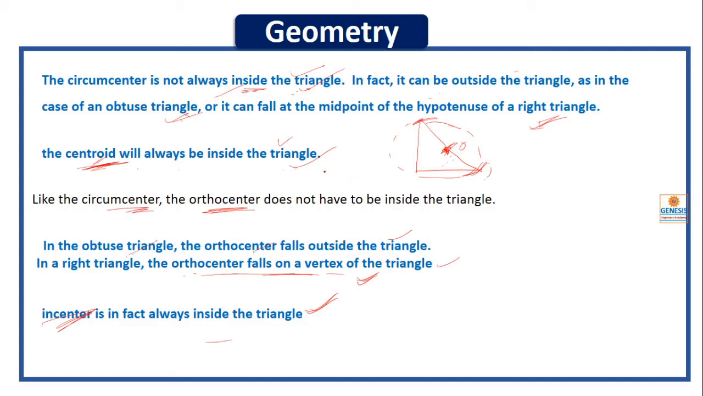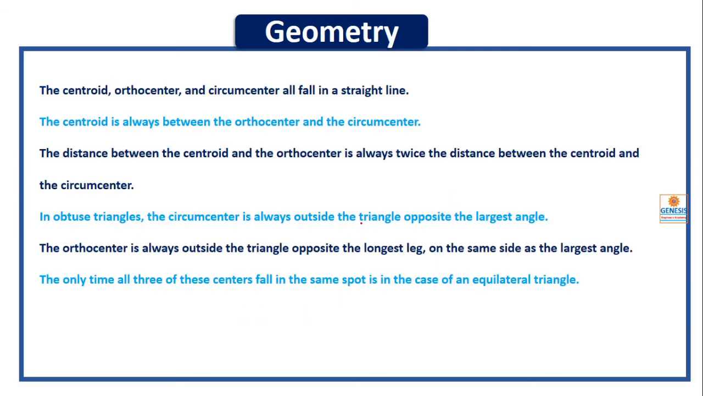Okay, so that is why practicing by drawing the figure and knowing the things will definitely help you to succeed in your examination. Okay, so next one is: the centroid, orthocentre, and circumcentre fall on the same straight line, always. These three happen to be on the same straight line of a triangle.